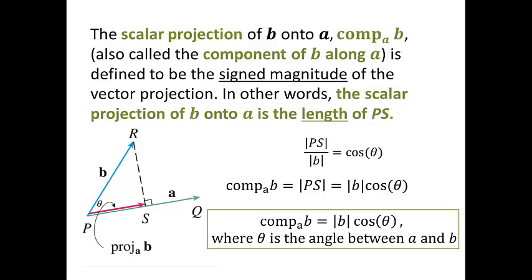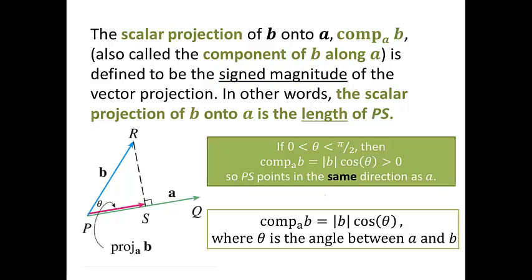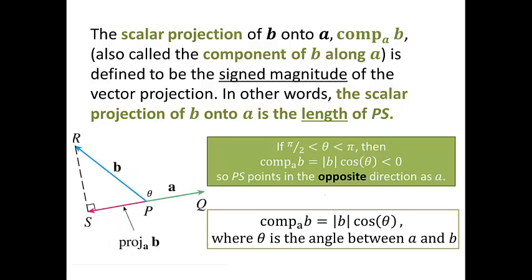Note that we defined the scalar projection to be the signed magnitude of the vector projection. Well, if theta is between 0 and pi over 2, then cosine of theta will be positive, and so the scalar projection will be positive, indicating PS points in the same direction as the vector A. On the other hand, if theta is between pi over 2 and pi, then cosine of theta will be negative, and so the scalar projection will be negative, indicating that PS points in the opposite direction as the vector A.